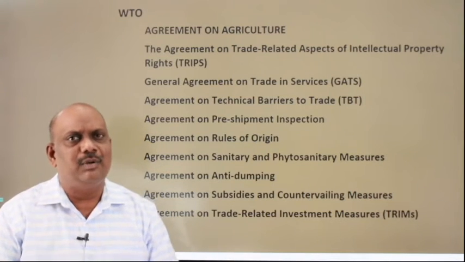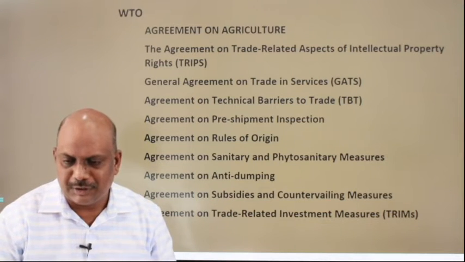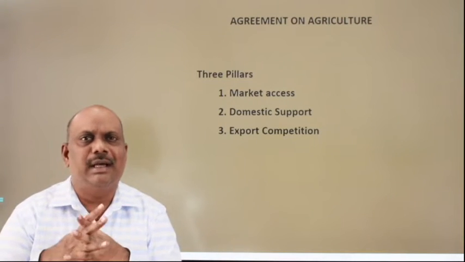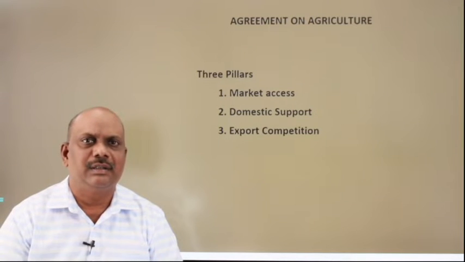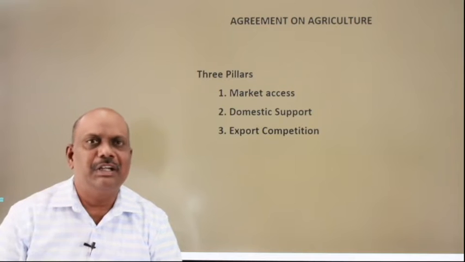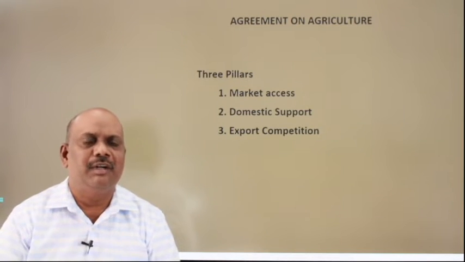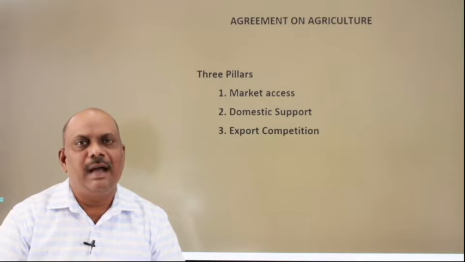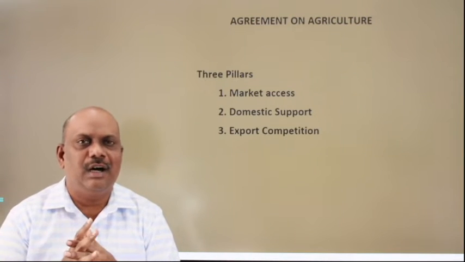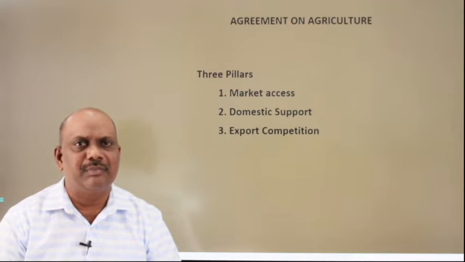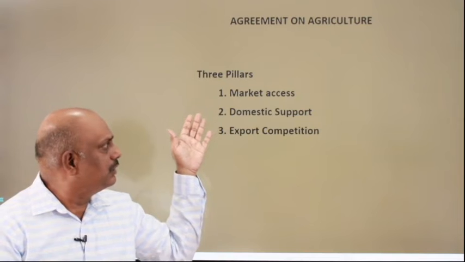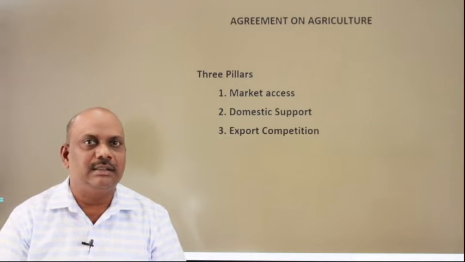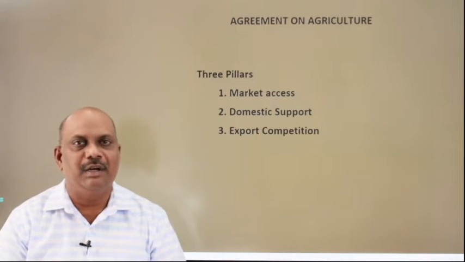So first, let us discuss the agreement on agriculture. This agreement aims at establishing free trade in agriculture. The main aim is the elimination or minimization of the support system provided to agriculture, which distorts international trade. In fact, the negotiations under the agreement on agriculture are centered around three important issues: market access, domestic support, and export competition. That's why these three issues are called the three pillars of AOA, the Agreement on Agriculture.